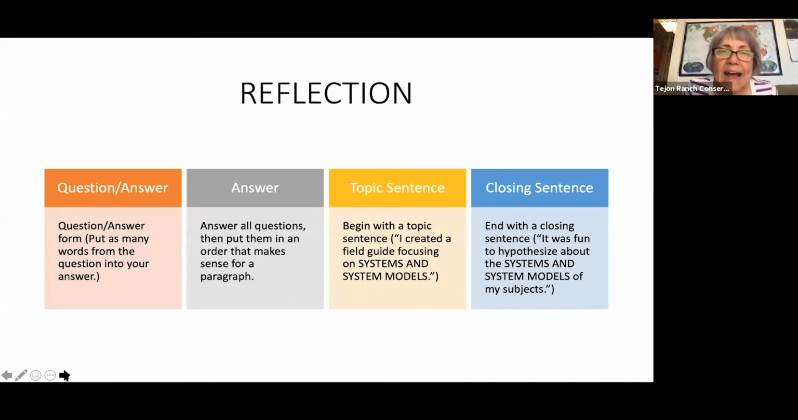Okay, so now you're back. Here is a reminder of how you do your reflection questions and how you turn them into a paragraph. Simple process. It may have seemed in lesson 3 to be a real labor to do this, but if you're using question answer form, half of your answer is already in the questions, you just pull out the right words. So with question answer form, put as many of the words that are in the question into your answer.